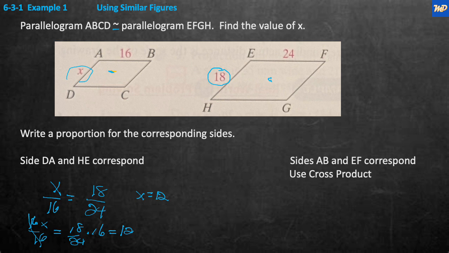18 divided by, well, now it's not going to be 4 anymore. Divided by 6 is going to be 3. And 24 divided by 6 is going to be a 4. So they're both 3/4.